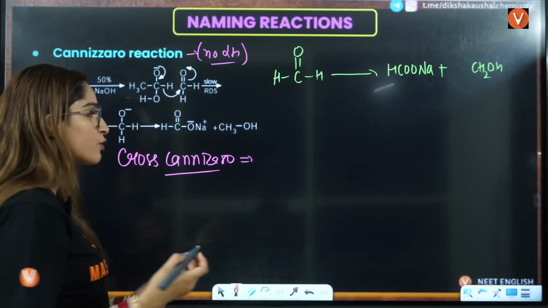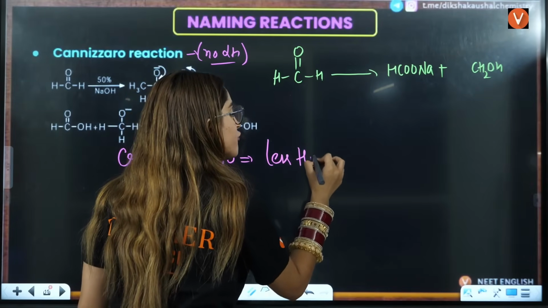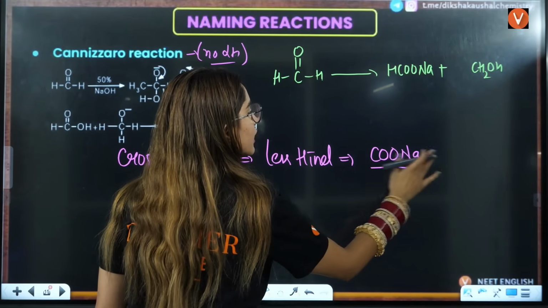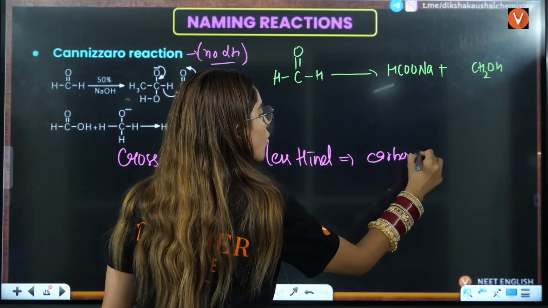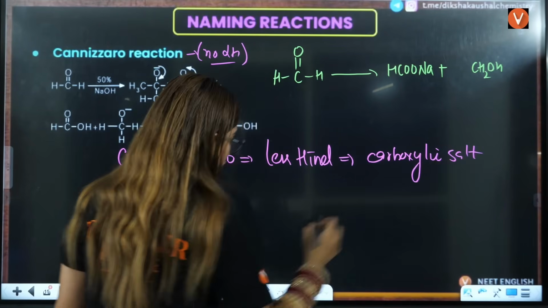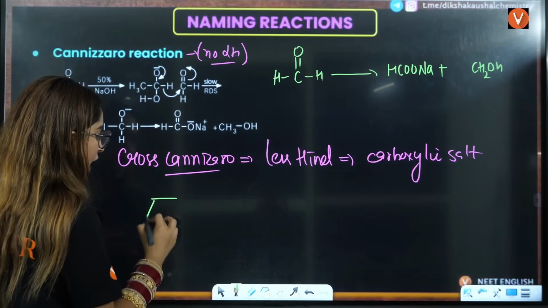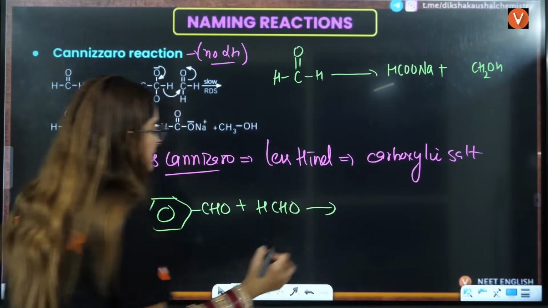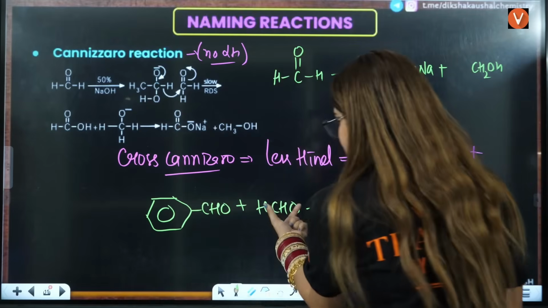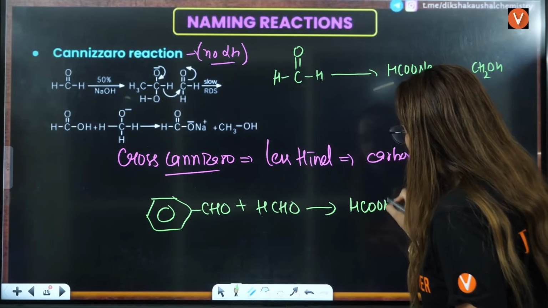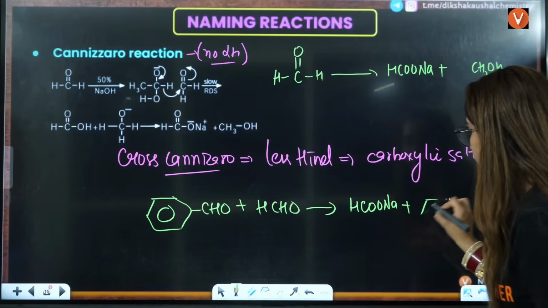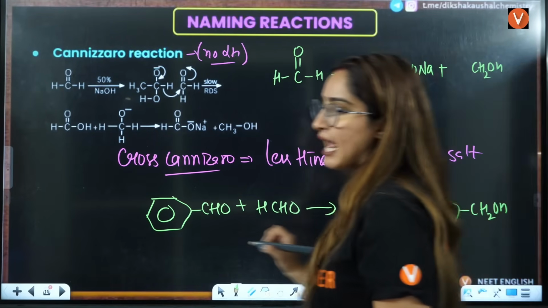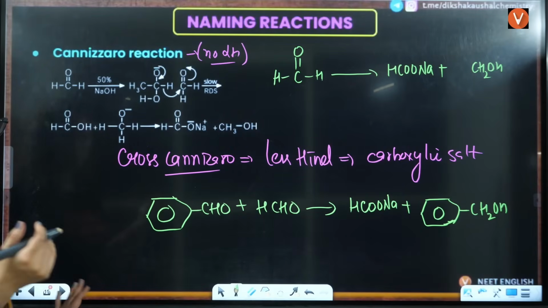So in cross Cannizzaro reaction, less hindered will form carboxylic salt. Less hindered will form the carboxylic salt. This you should remember. For example, let's say I have these two things. This is CHO and this is HCHO, right? So here the less hindered is this one. So it will form carboxylic salt, and more hindered is this one. That's why it will form the alcohol, that is CH2OH. That is how you're going to do this reaction. Okay, so cross Cannizzaro automatically becomes very important.